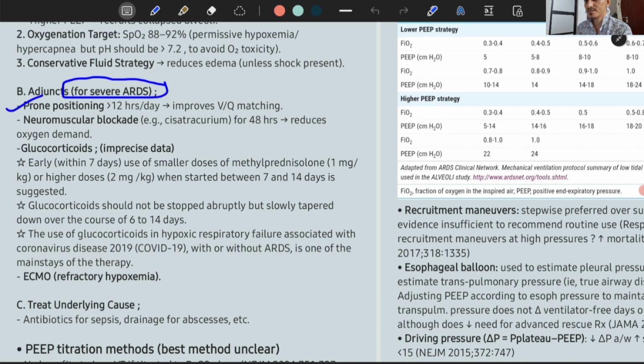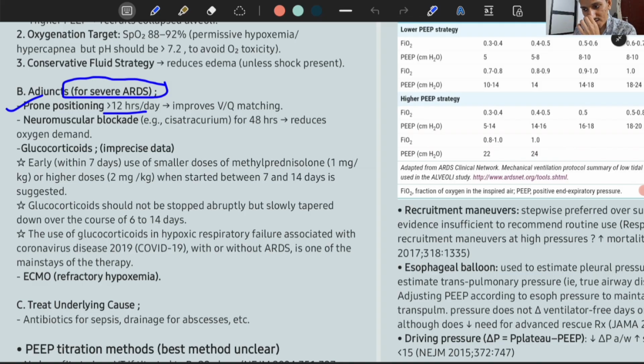Prone positioning, what it does, it opens some part of the lungs which are normally collapsed. Okay, when you keep the patient in the prone position, those areas of the lungs will open and the oxygenation will improve. That is the idea behind prone positioning. You will give it for more than 12 hours per day, that will improve V/Q matching in patients who have severe ARDS.